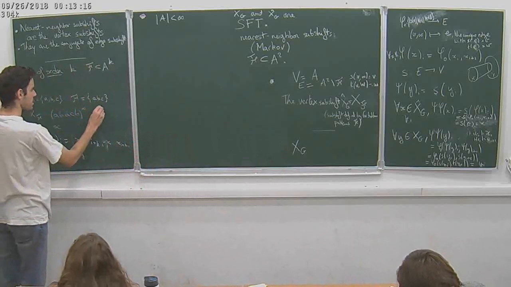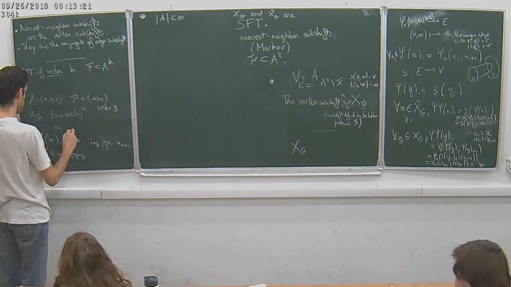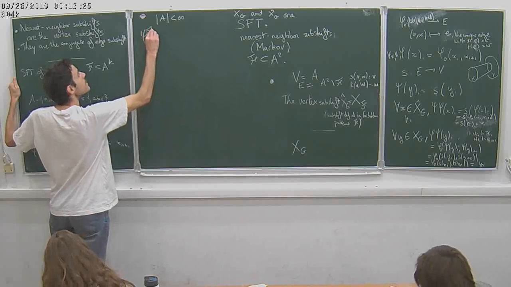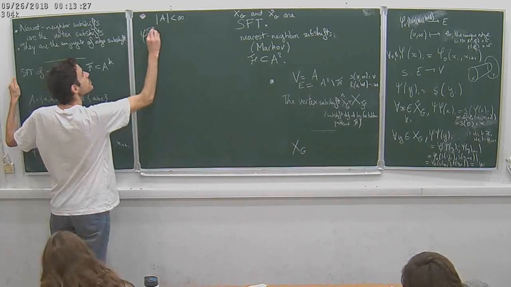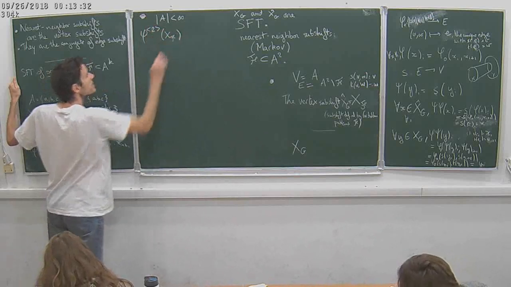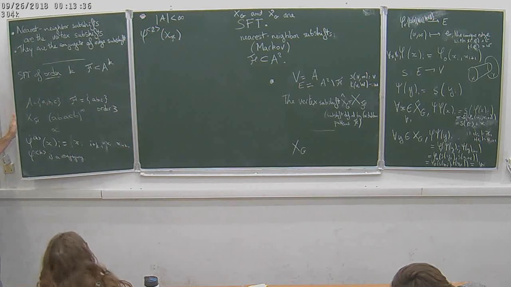So this has order 3. And what if you apply now phi_2 to the whole subshift X_F? I apply this conjugacy to the whole subshift X_F. What happens?